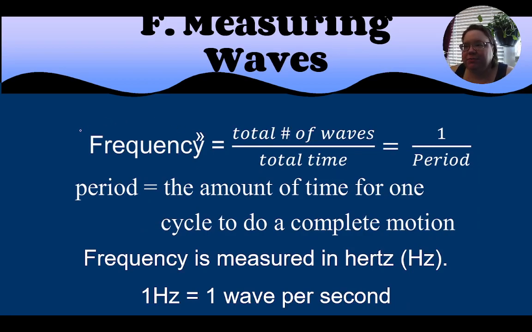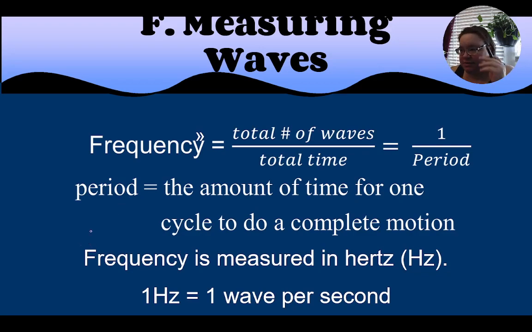So we can actually put frequency together to get our wave speed. We know that frequency is the number of waves over time, and we know that our period is the amount of time that it takes for one complete cycle. So when we put this together, we're determining a lot of information about our waves.